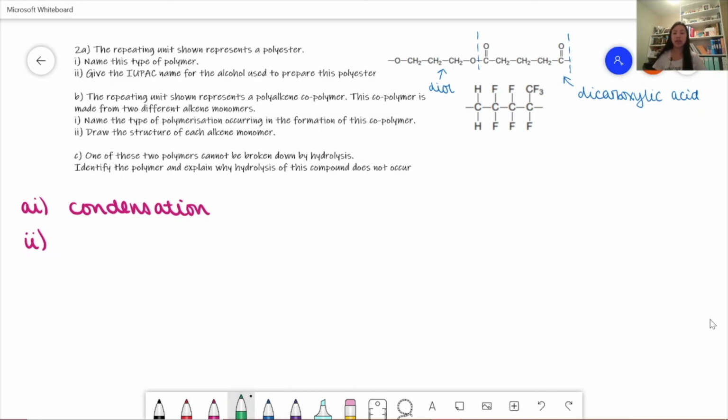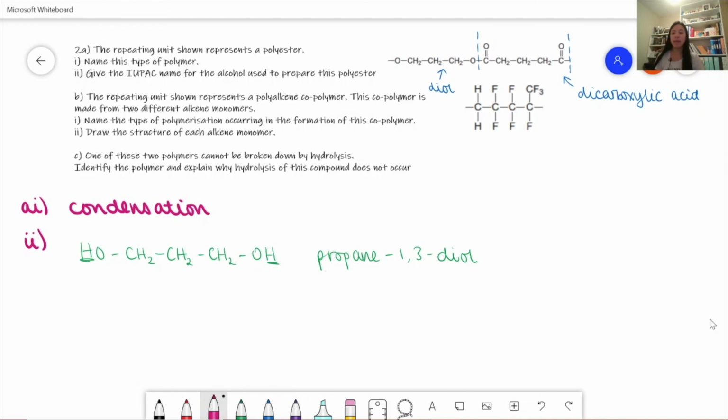And so if I draw this out, it is HO and then CH2, CH2, CH2, and then OH, because after we split up this C double bond O O bond to get the dicarboxylic acid section and the diol section, we have to add the bits of water back on, and so we add these hydrogens back on. So this is the diol that we get. So then this diol would be propane-1,3-diol, because the 2 OH groups are on the first and the third carbons.